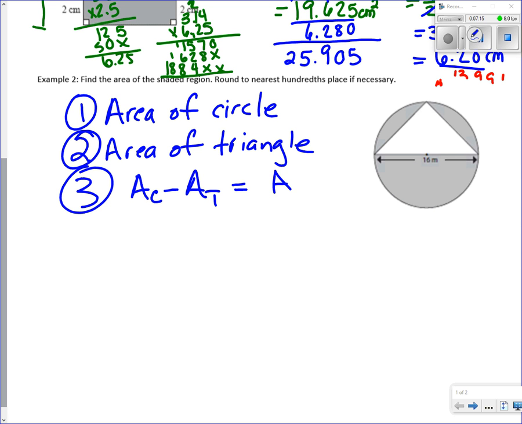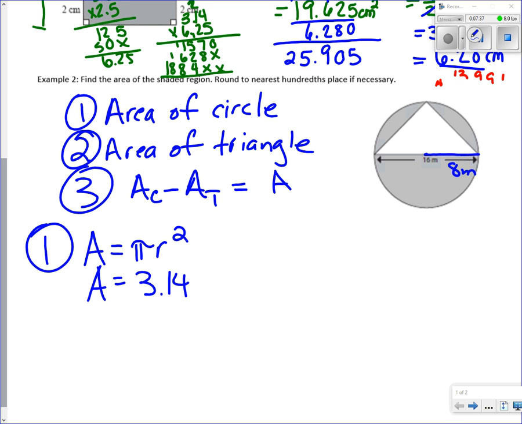We know that all the way across the diameter is 16. So therefore, we know the radius is 8 meters. And I even number my steps down here. So step 1, area of my circle, area equals pi r squared. So I'm substituting in 3.14 times 8 squared. Remember, it's 8 times 8, not 8 times 2. So 8 squared is 64.